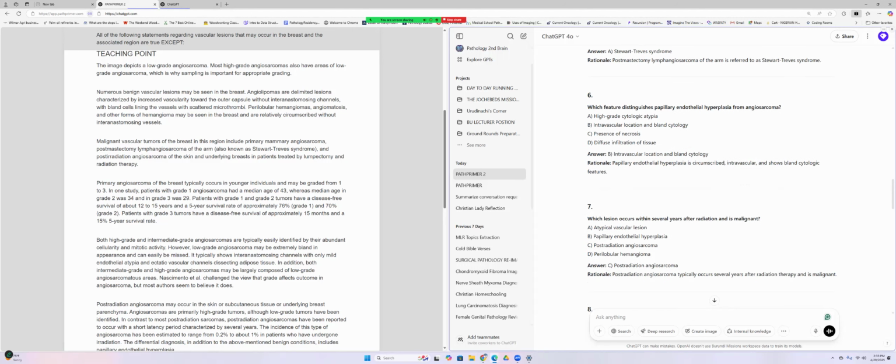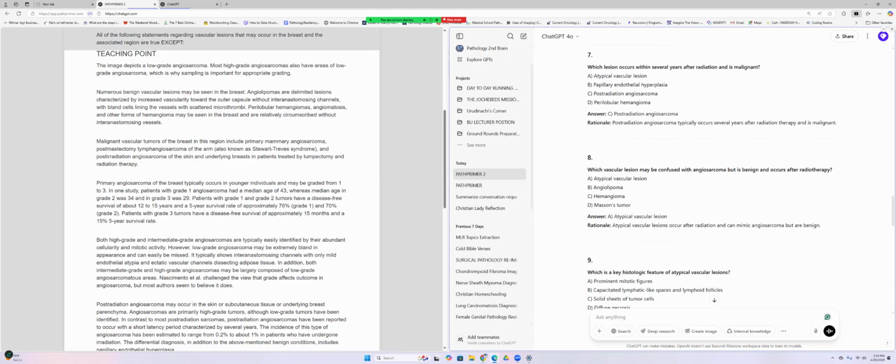Question number 6. Intravascular location and bland cytology. Yes, intravascular location, in a pre-existing vessel, especially thrombi, because the endothelium will line the thrombi, fibrin, and all that. Question number 7. Which lesion occurs within several years after radiation? Post-radiation angiosarcoma. Yes, very good. And it's malignant.